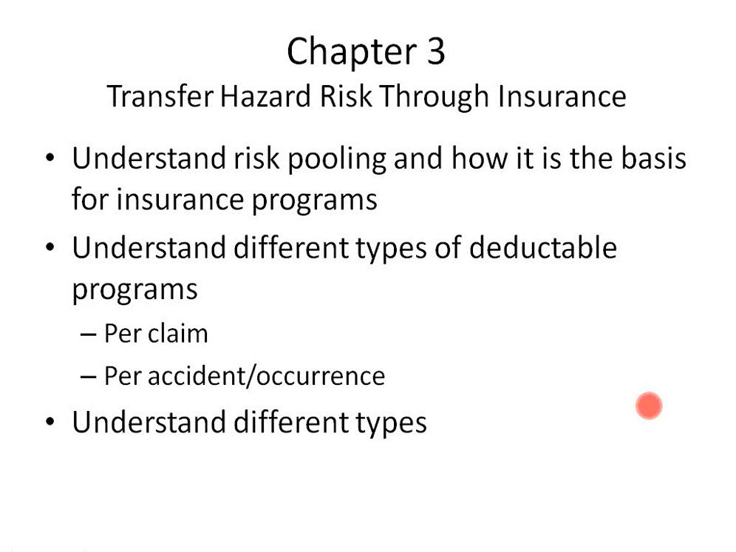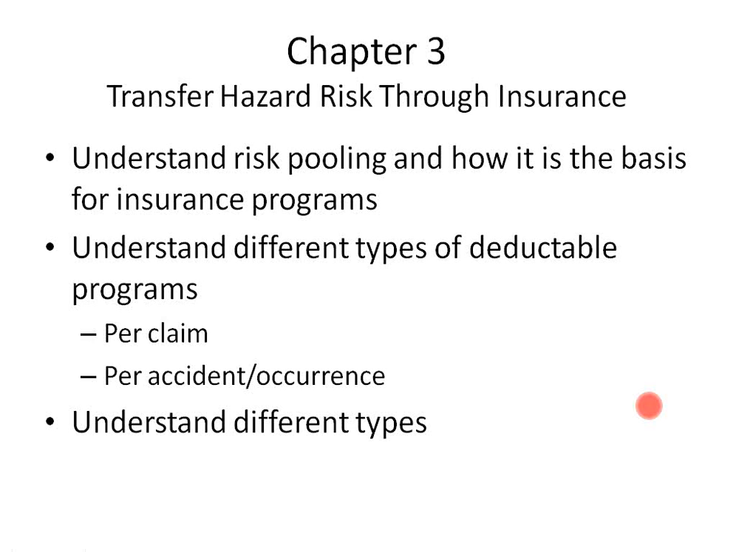So Chapter 3, moving on there, under Chapter 3, we focused on transferring hazard risk through insurance. And what this started about when we went through Chapter 3 is the first discussion was on pooling and how does pooling work? Because ultimately that's what insurance is. It's getting people together to create a cooperative. So you need to understand risk pooling, how it's the basis for insurance programs, and that the more people you have, the law of large numbers. Those types of concepts are really the concepts that you want to make sure you remember there.